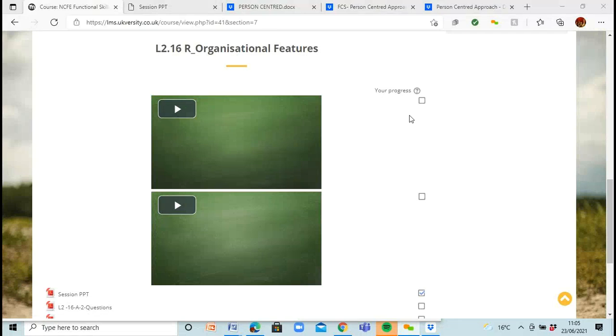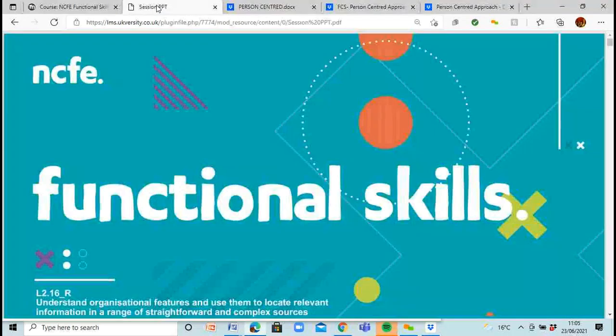So we're looking at Functional Skills Level 2 English, reading section, and we're going to be looking at organisational features today. We'll go through the same sort of layout as we do all the time. We'll go through the PowerPoints, look at some videos, and I'll go over the homework and possibly we'll work on one of the questions together.